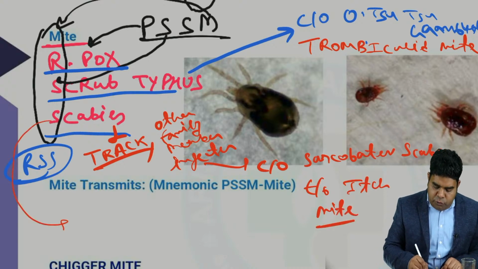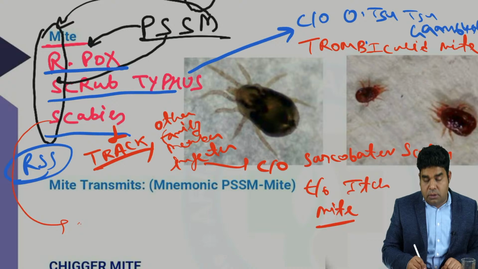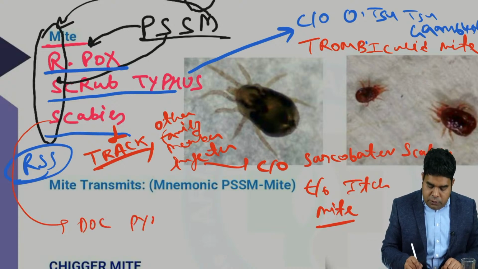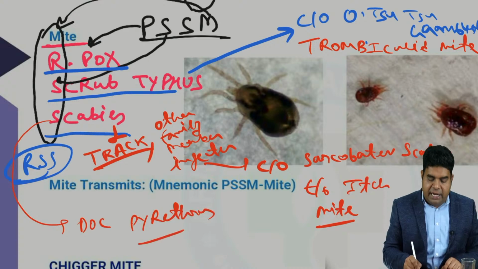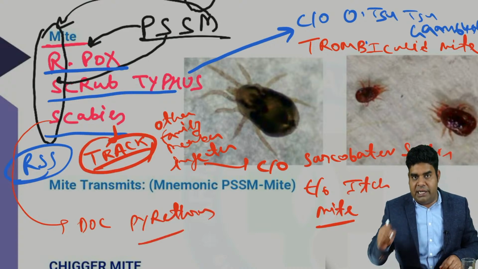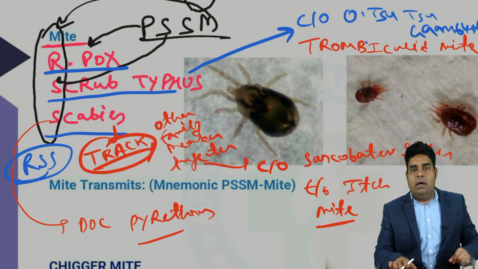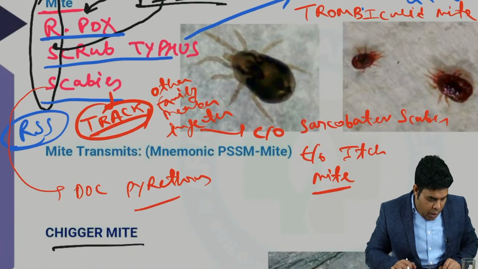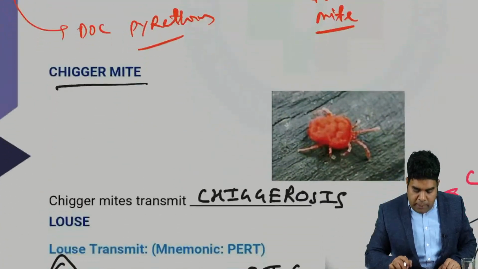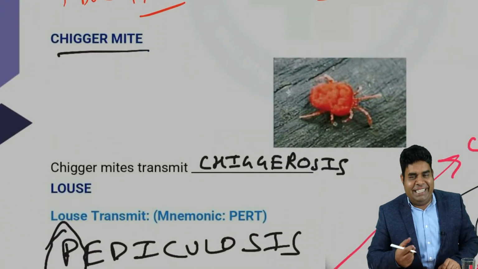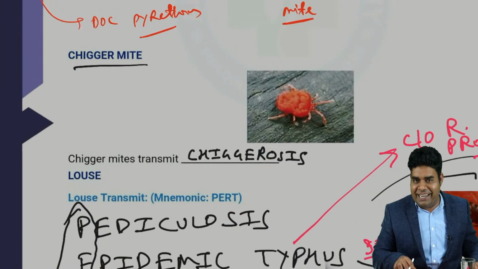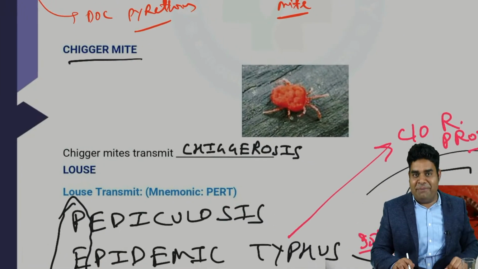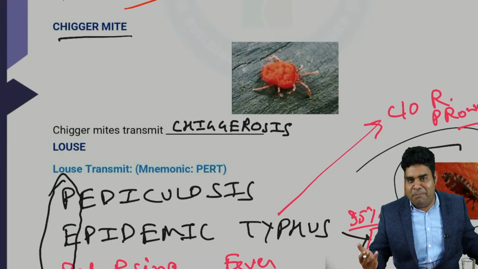And of course, the drug of choice for scabies is permethrin. So do remember this track, if they give it, that is definitely scabies. It was asked recently also. Both this trombiculid mite and the track question have been asked. So do remember it. Now, let's talk about this red velvety mite, the chigger mite. If you have rolled in grasses in the post-rainy season, you might have seen this mite, the chigger mite. It transmits chiggerosis. So simple.